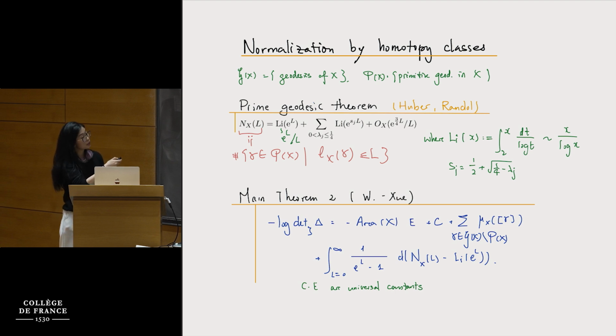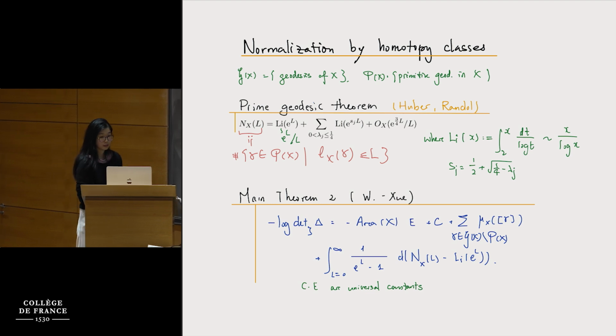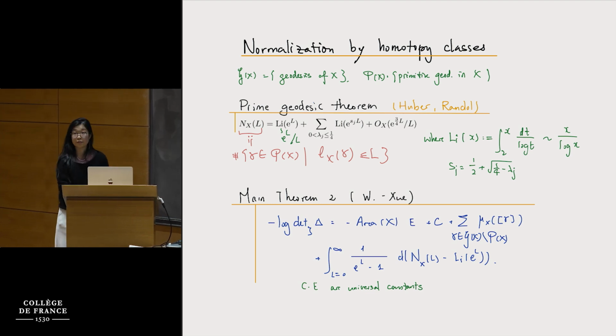So minus log determinant of the Laplacian will be minus the area of x, which is just a function of genus, 2g minus 2, times a universal constant. We can compute it. And then the next term is a constant term. And then you sum over all the Brownian loops of homotopic multiplicity larger or equal to 2. This term is always summable. And then the primitive ones, which are normalized by this Li function.